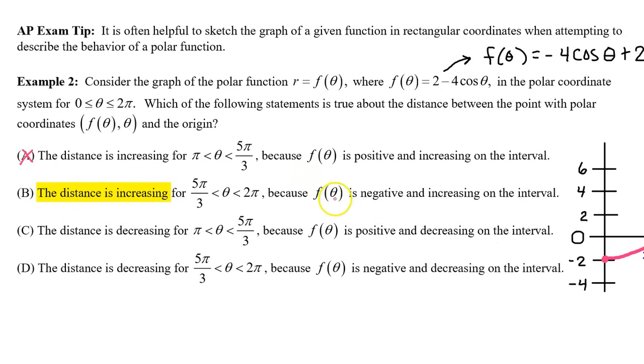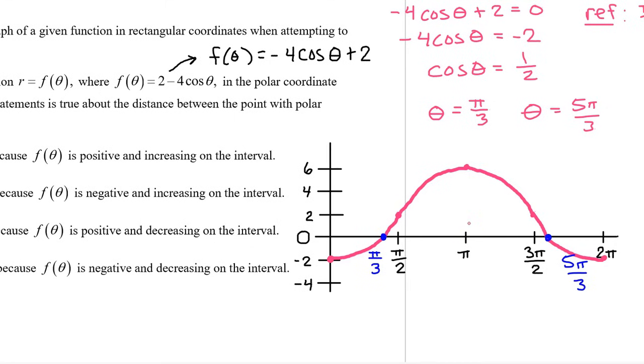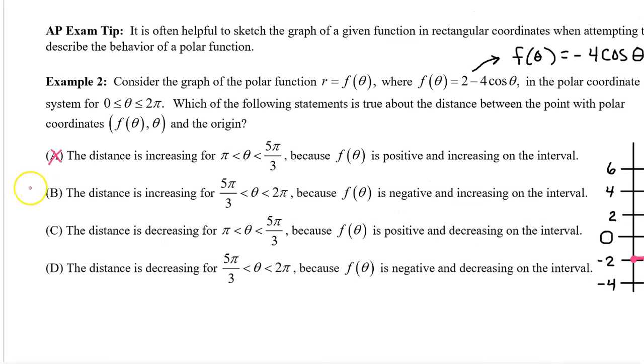Let's just make sure that the justification is also correct, because f of theta is negative and increasing on the interval. Let's see. f of theta is negative and not increasing. f of theta is negative and decreasing on the interval. So close, but the answer is not B.